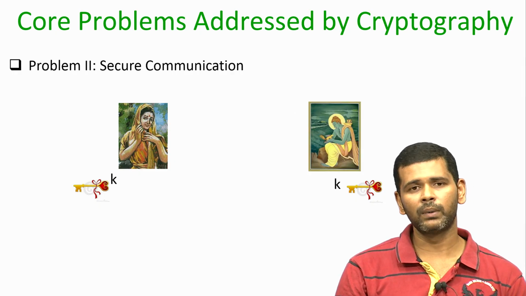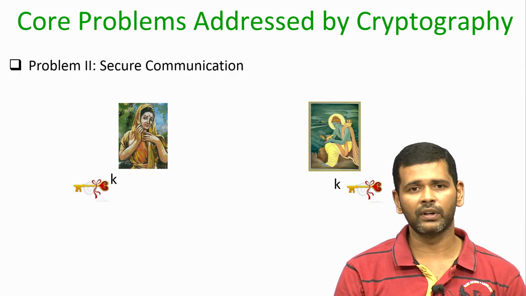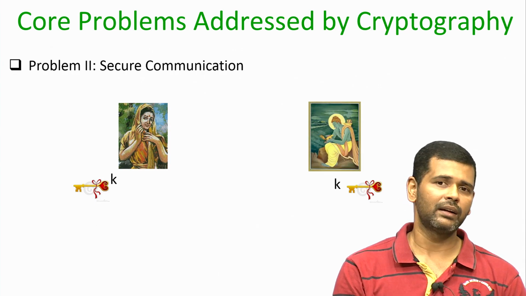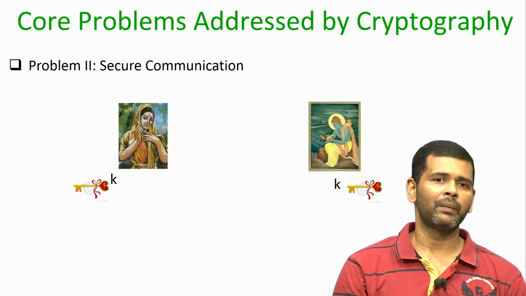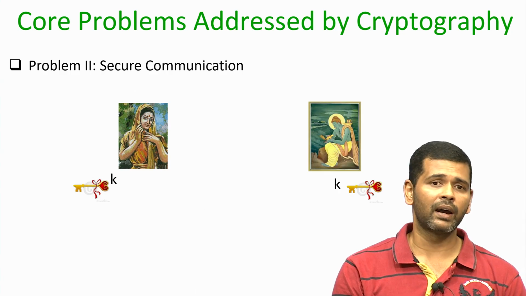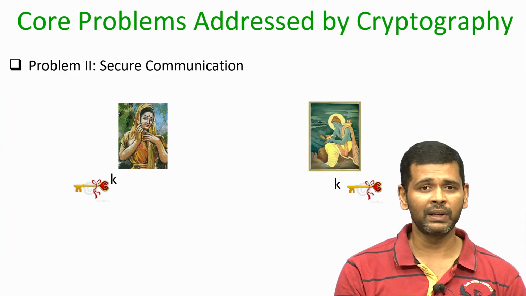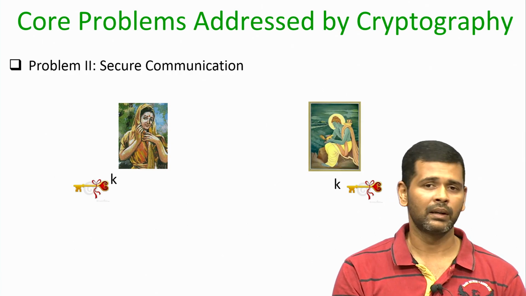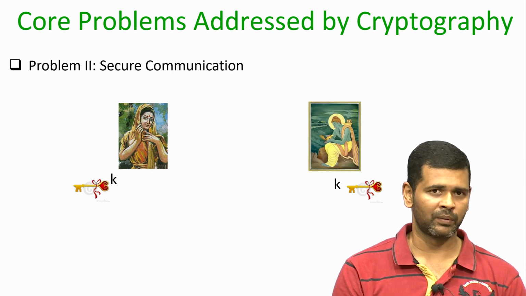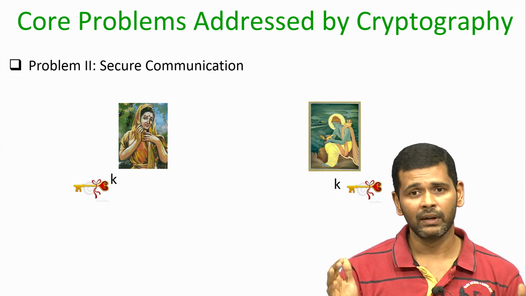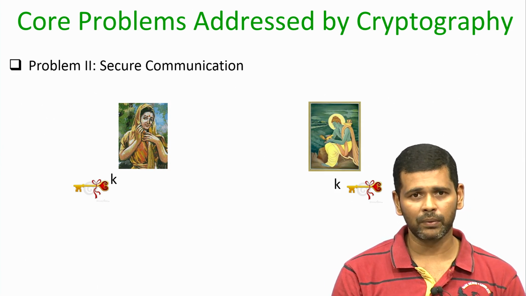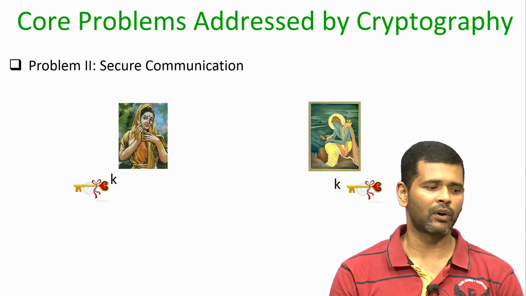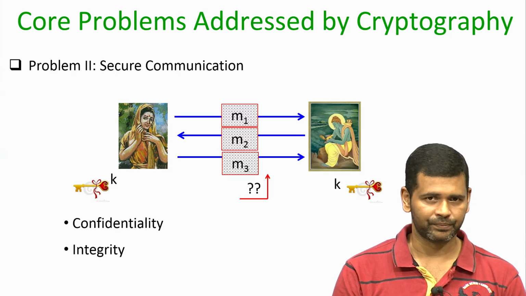The second core problem which is addressed by cryptography is that of secure communication, and here the setting is as follows. We imagine that sender and receiver now have a secret key k which has been agreed upon by some magical means, in this context actually by running a key exchange protocol. So, we imagine that sender and receiver have executed a secure key exchange protocol, and as a result they have a common key already available with them.